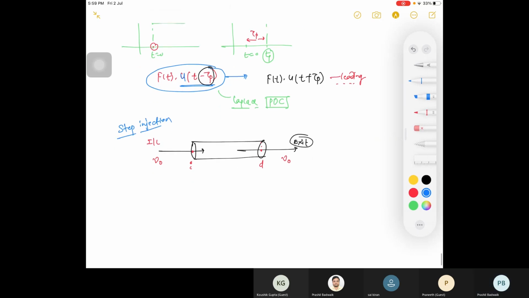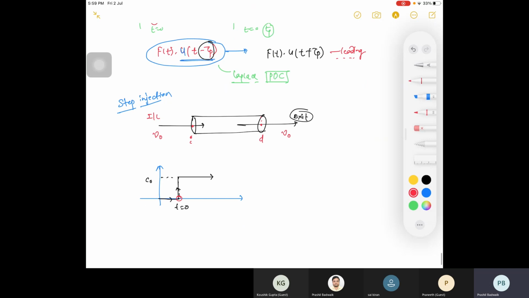Now your inlet profile will be, at time t equal to 0, this is your profile. It is 0, and suddenly at time t equal to 0 you give a step input of magnitude c naught. C naught is your magnitude, or you suddenly start adding c naught concentration of tracer at the inlet, at time t equal to 0. I hope you are clear with this.